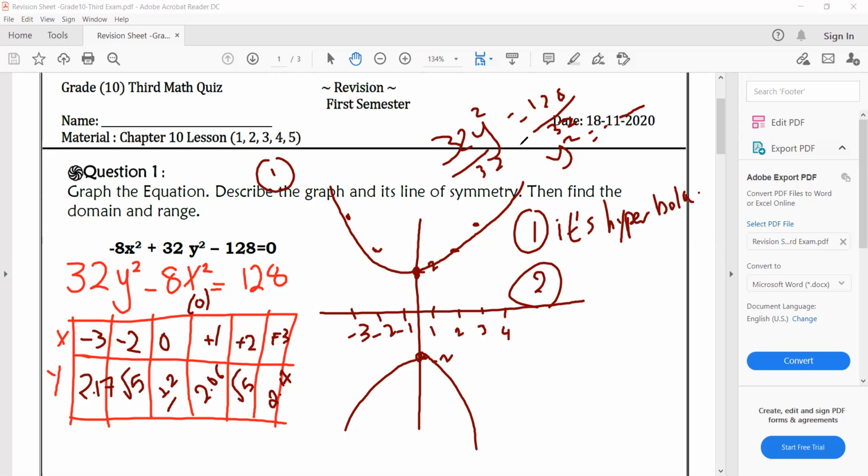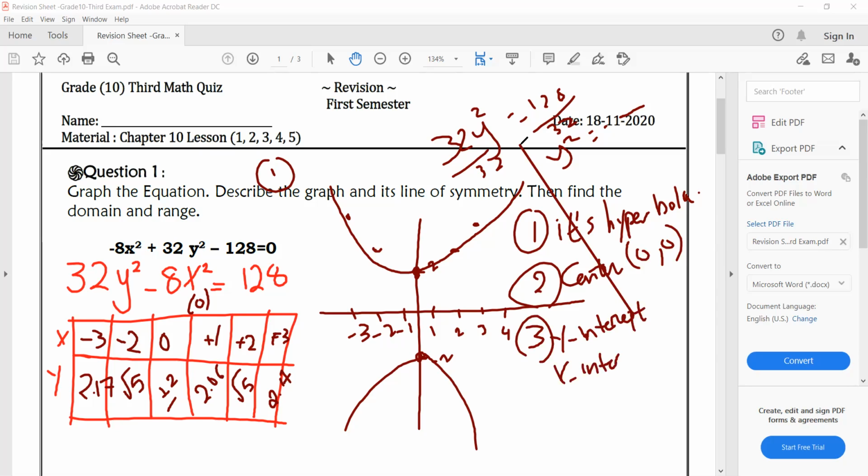Then in number 2, I will ask you to find the center. What is the center here of the hyperbola? It is 0, 0. Now, what about the y-intercept? And the x-intercept? The y-intercept is 0, positive and negative 2. And the x-intercept, there's no x-intercept. There's no x-intercept.